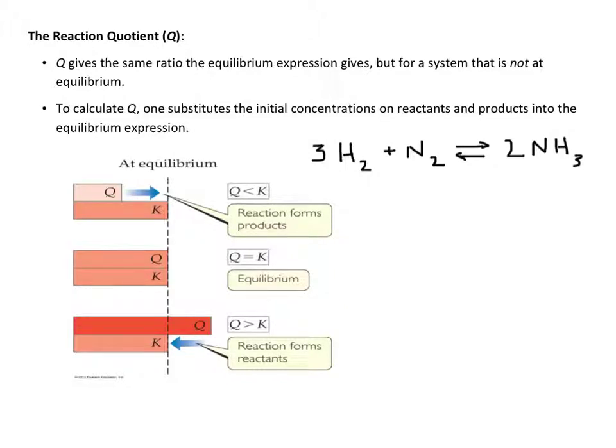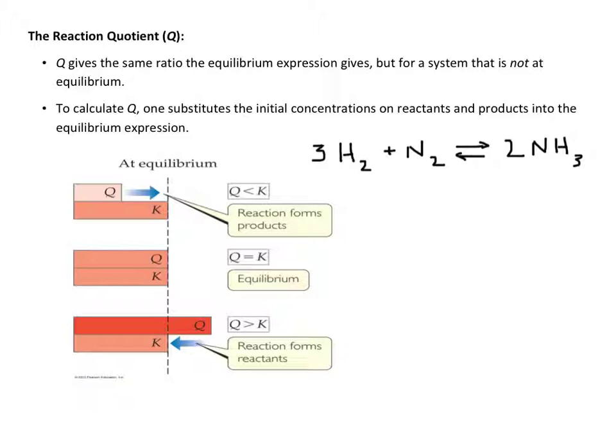I'd like to take a couple of minutes to review what we did in lecture today involving our definition of the reaction quotient Q and Le Chatelier's principle. So let's consider the reaction between H2 and N2 to give ammonia NH3.